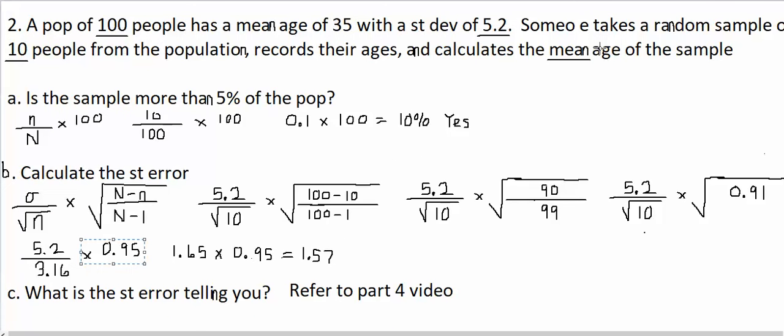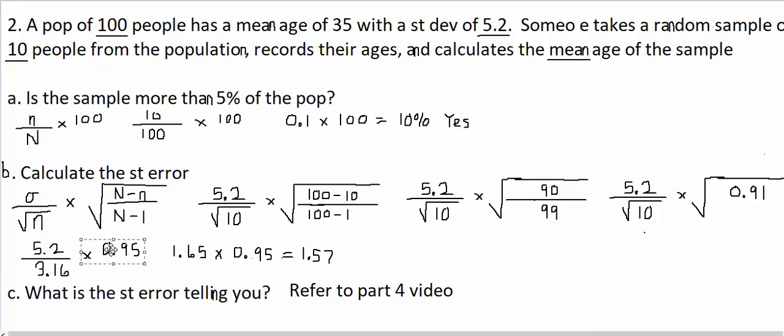Here's an example using the longer version of the formula. So what I did here was first I subtracted inside this square root sign. So 100 minus 10 is 90, 100 minus 1 is 99. That brought me right here. 90 divided by 99 is 0.91. And at this point, I haven't touched this left side of the formula yet. The square root of 0.91 is 0.95.